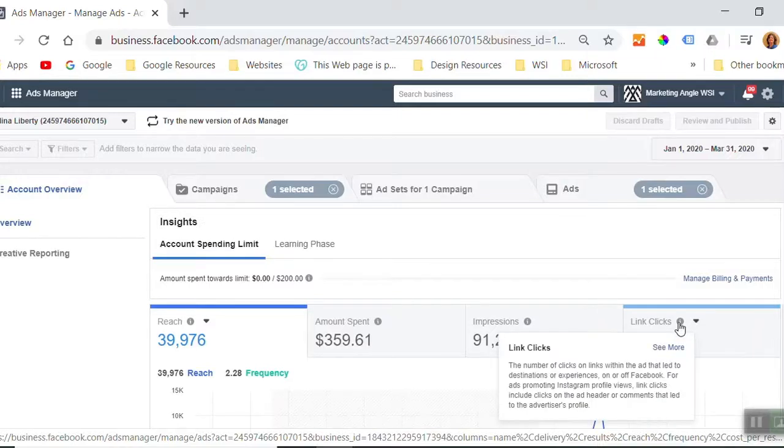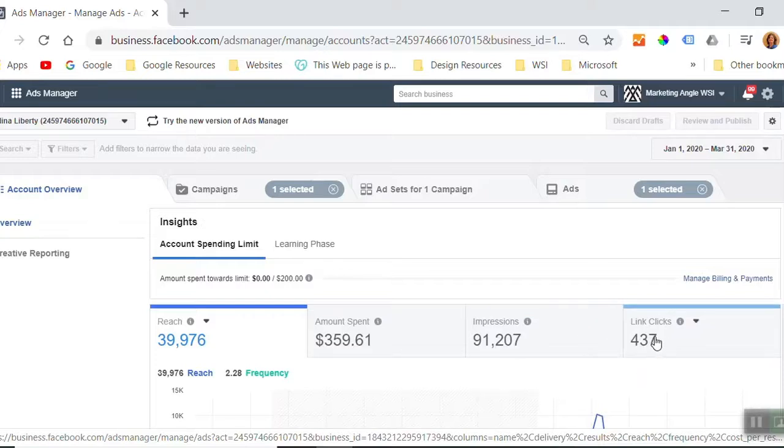Link clicks are the number of clicks on the links within the ad that led to the destination or experience on or off Facebook. So that's one of my big things, is if I'm trying to promote, say, getting them to the website or getting them to buying tickets, then I want to be watching some of these numbers and seeing how my ads perform.